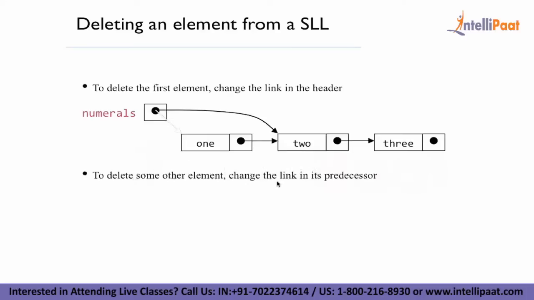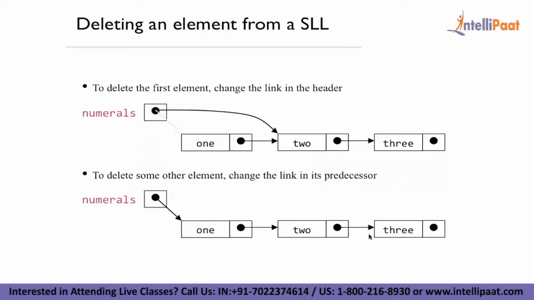To delete some other element, change the link in its predecessor. Like, this is the predecessor. Suppose we are deleting this node, so the predecessor will not point to this, but it will point to this. So this is how we traverse the linked list now, and we can free this memory.